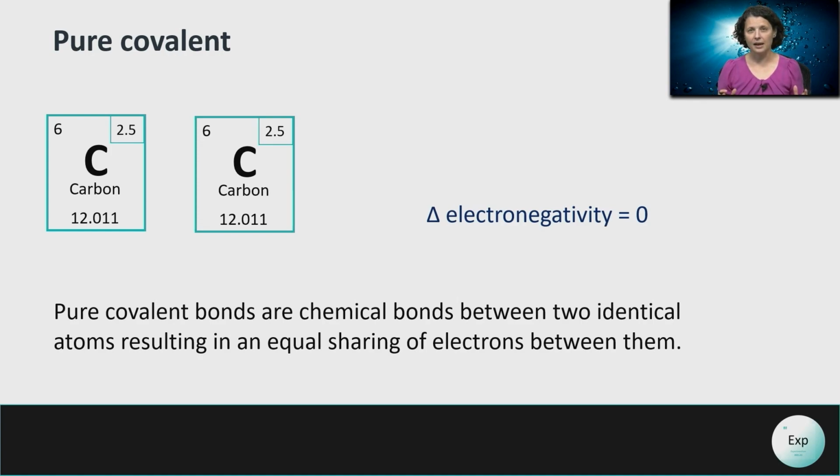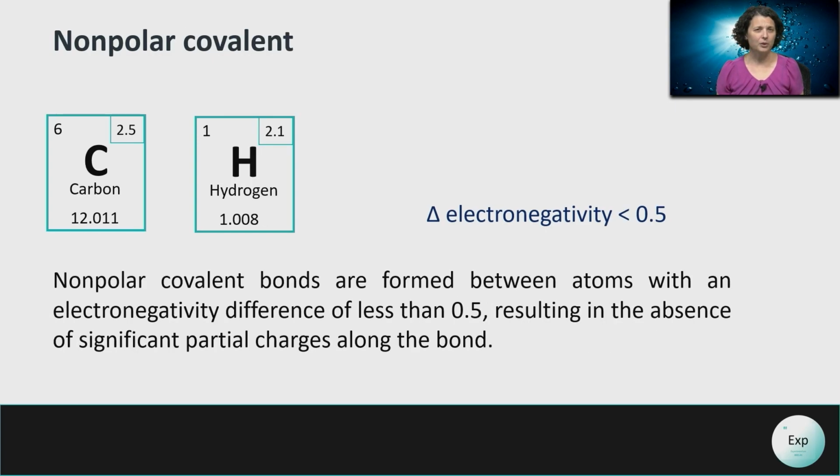Not because the electronegativity difference between the two is zero, but in addition to that there are two atoms of the same kind. A nonpolar covalent bond is a bond between two elements that have very similar electronegativity values. So the electronegativity value difference between the two elements is less than 0.5. Anything up to 0.4 is going to be nonpolar covalent.